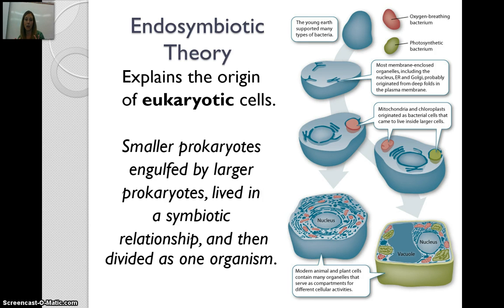And the Endosymbiotic Theory says that at one point, a larger prokaryotic cell, so remember prokaryotic is bacteria, so a larger bacteria cell engulfed a smaller prokaryotic cell, and they started living and growing and dividing as if they were one single organism. They started living in a symbiotic relationship and then eventually dividing in a way so that the little prokaryotic cells are what we think became things like the mitochondria or the chloroplast or even the nucleus. We think that those little prokaryotic cells are what became our fancy organelles and our eukaryotic cells.